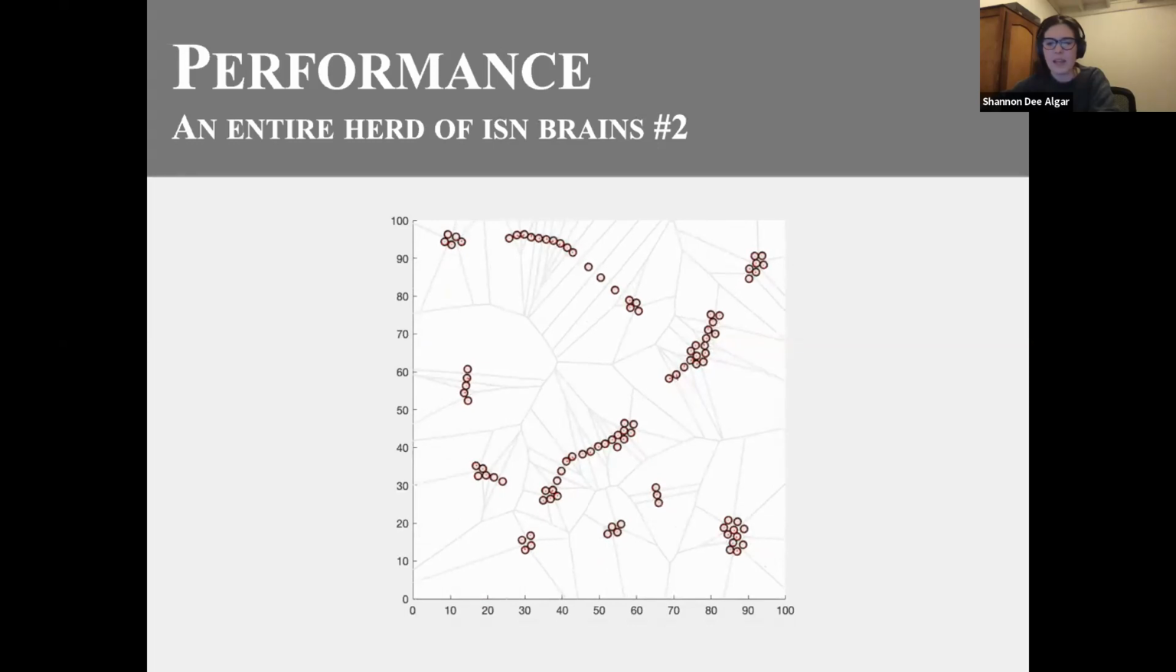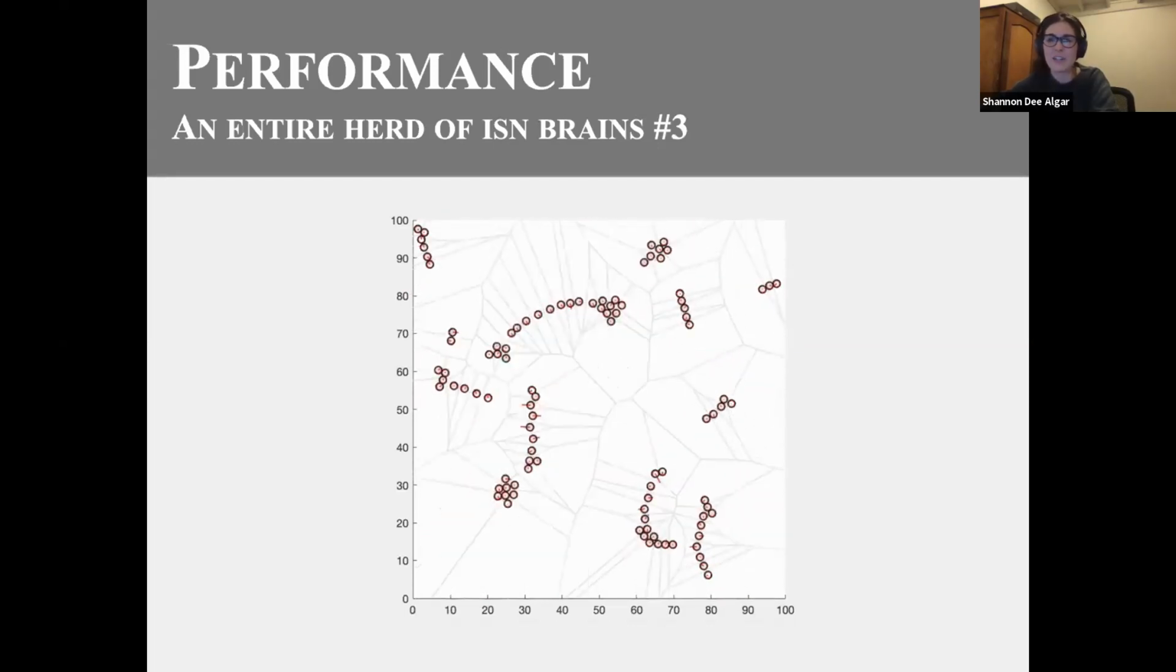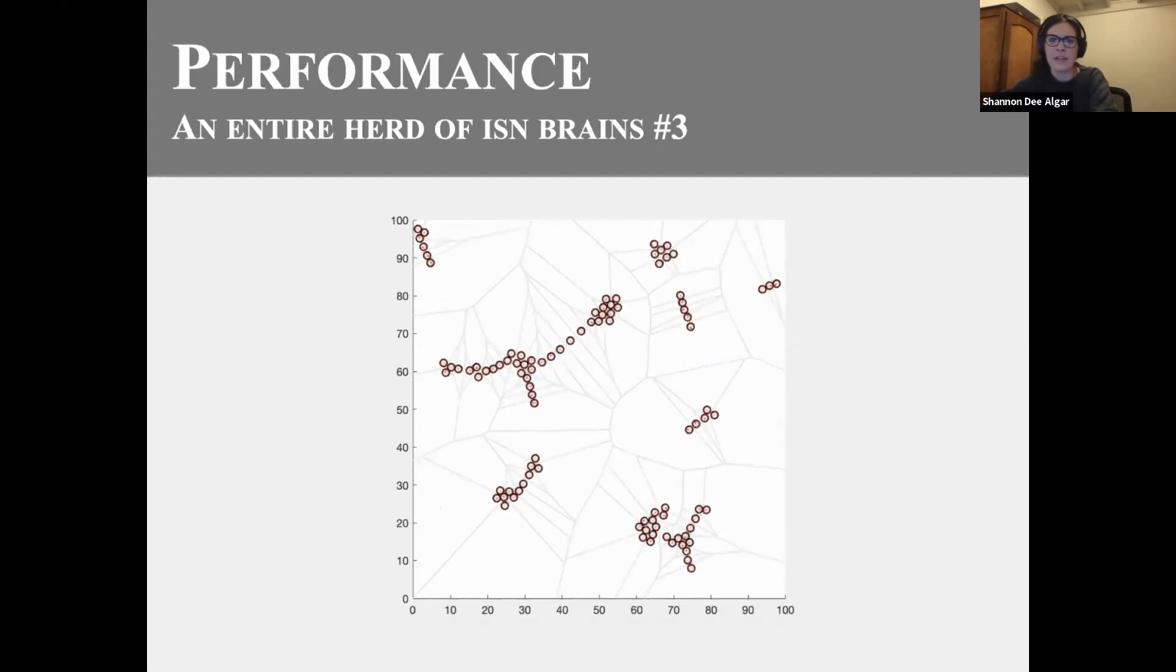Okay, and so one more, just a different initialization. So you can see that these structures, the chain structures, they really do occur in each scenario, and they're also quite persistent. And that's true even when we include noise over the top of this.